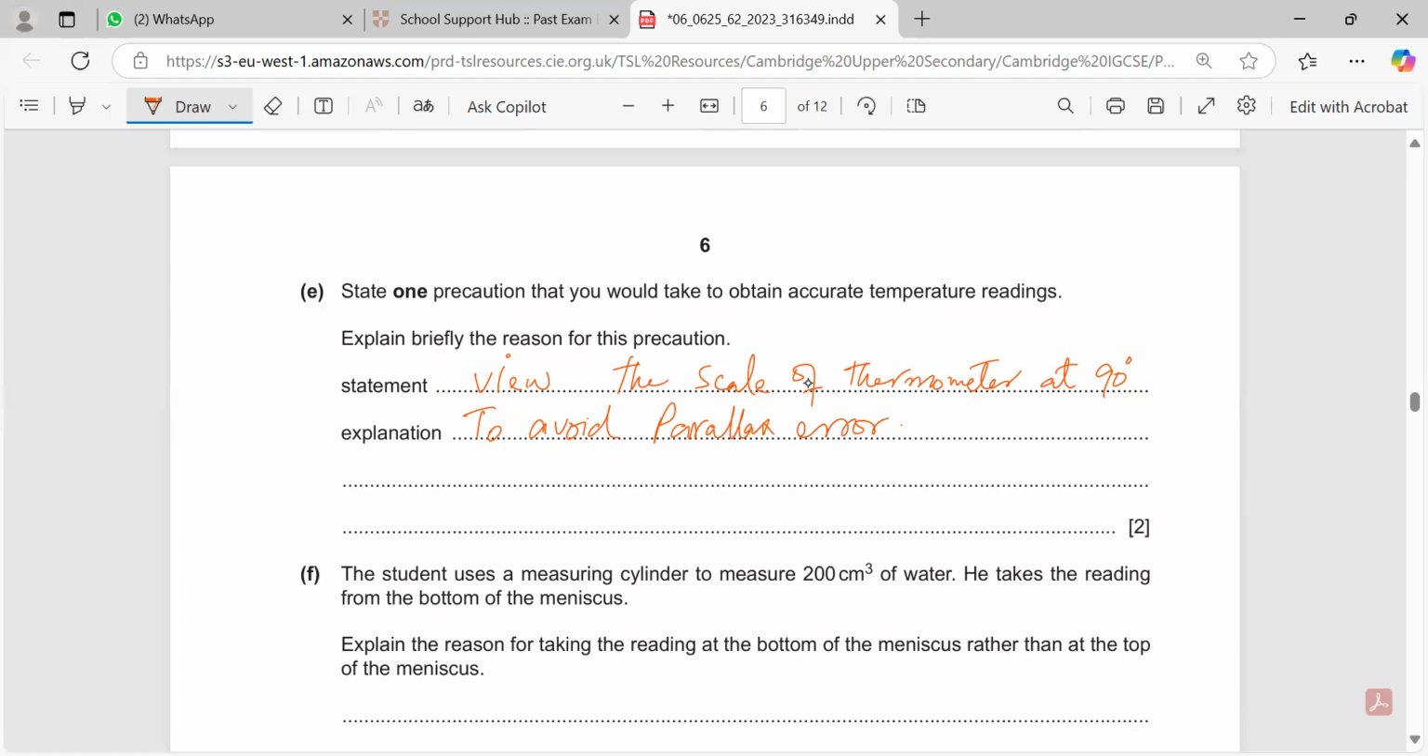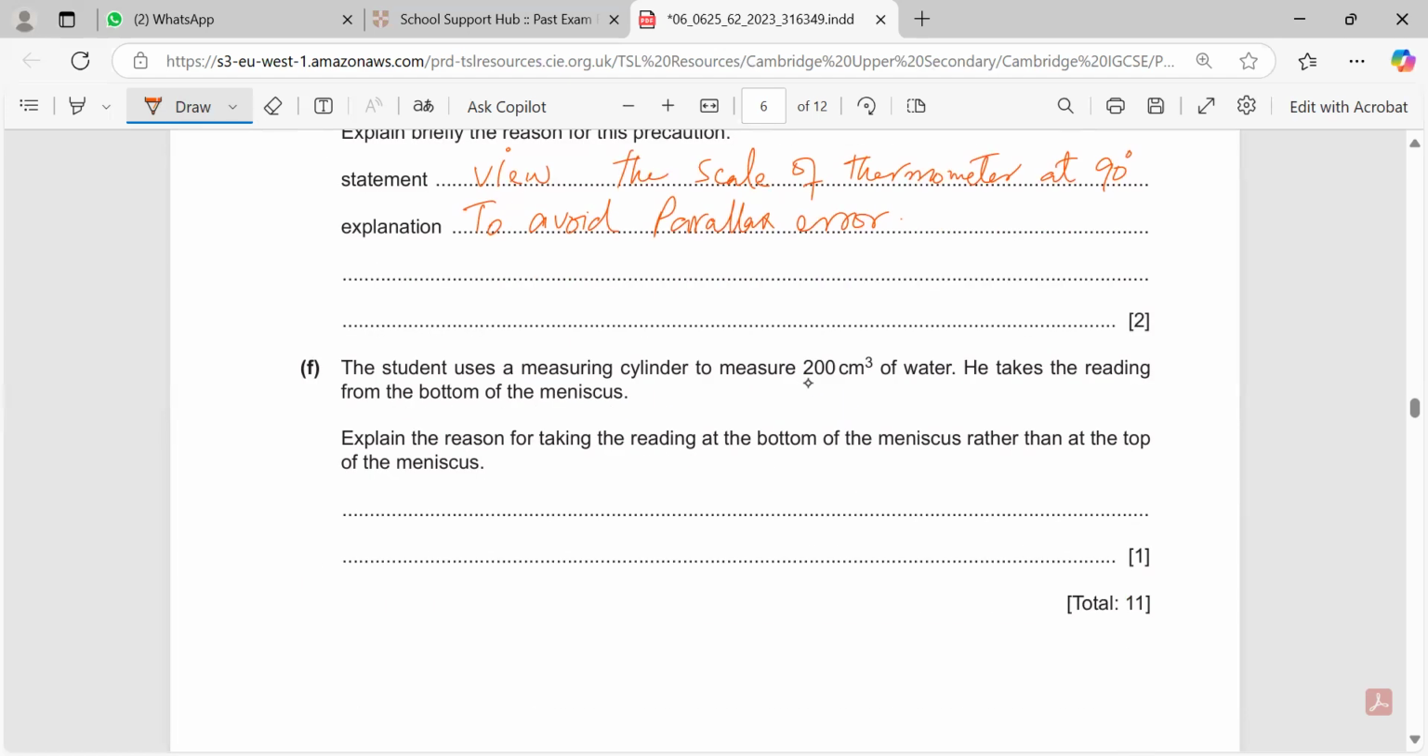Okay, so now the last one is, this is a bit of a question out of the way. The student uses the measuring cylinder to measure 200 centimeter cube of water. He takes the reading from the bottom of the meniscus. Explain the reason for taking the reading at the bottom of the meniscus rather than at the top of the meniscus.